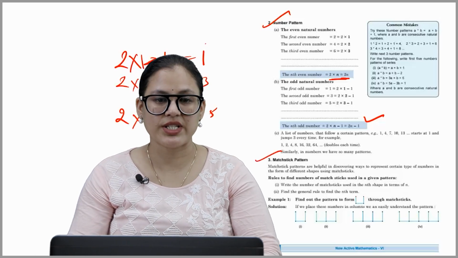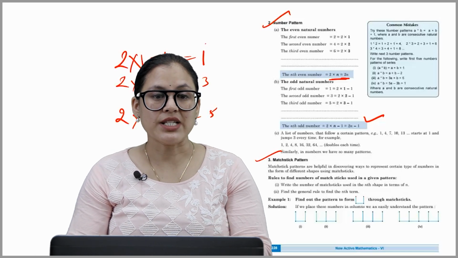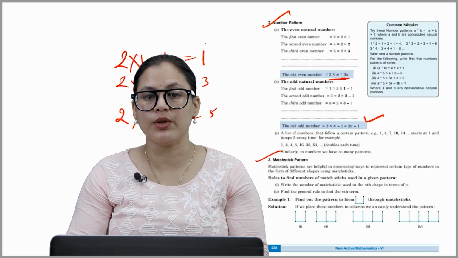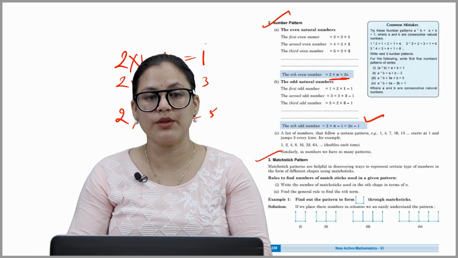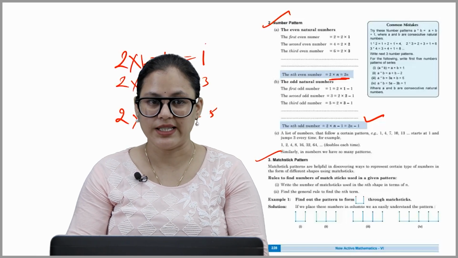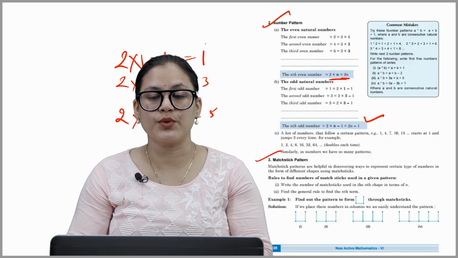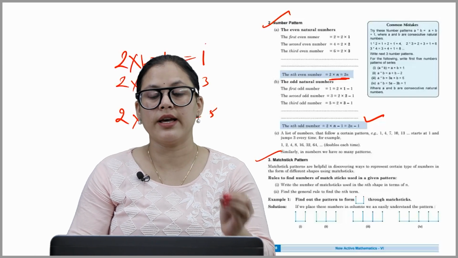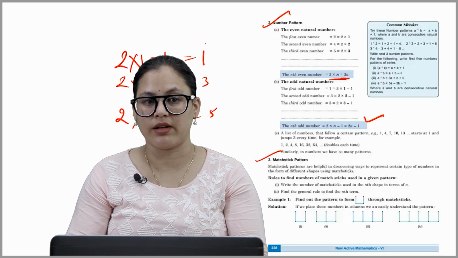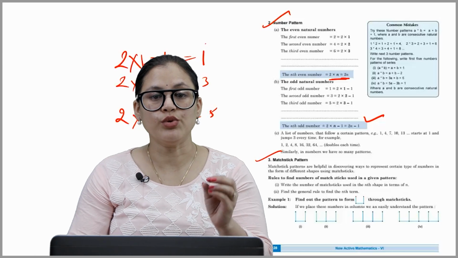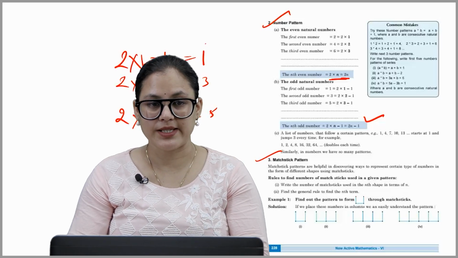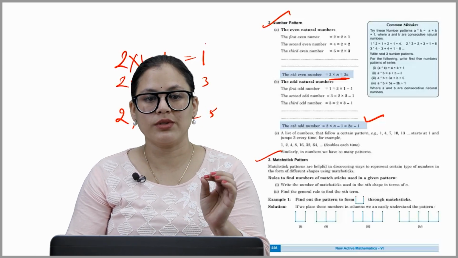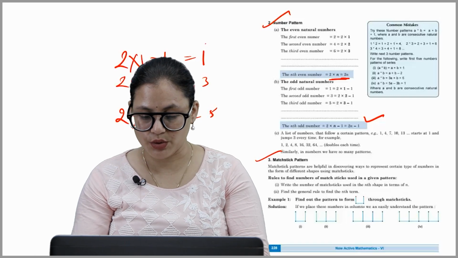Number 3, matchstick patterns. Matchstick patterns are helpful in discovering ways to represent certain types of numbers in the form of different shapes using matchsticks. Rules to find the number of matchsticks used in a given pattern. 1. Write the number of matchsticks used in the nth shape in terms of n. 2. Find the general rule to find the nth term. Example 1. Find out the pattern to form this through matchsticks.